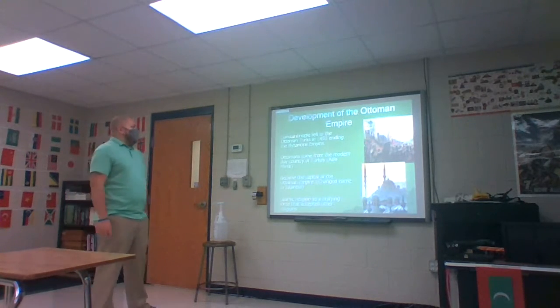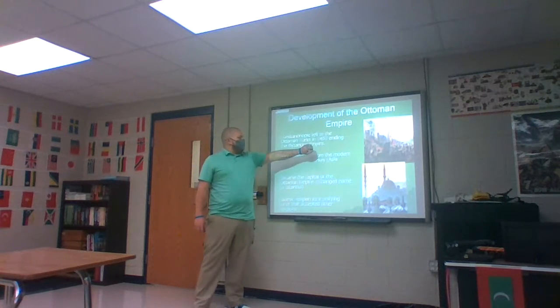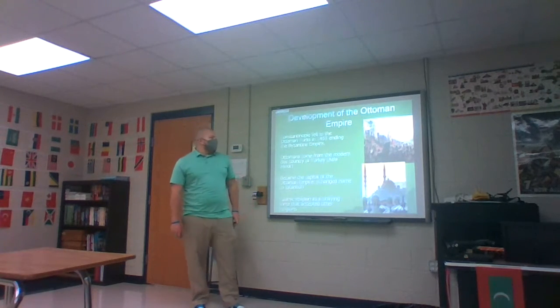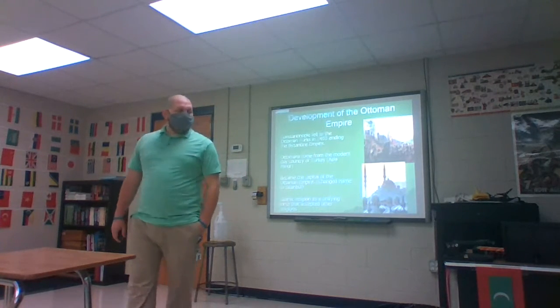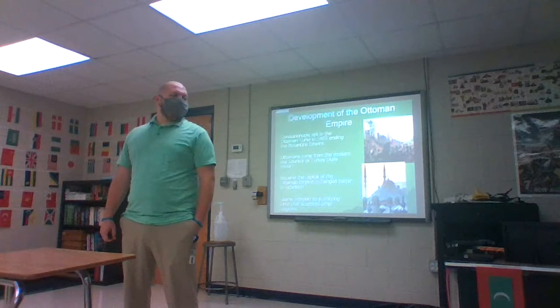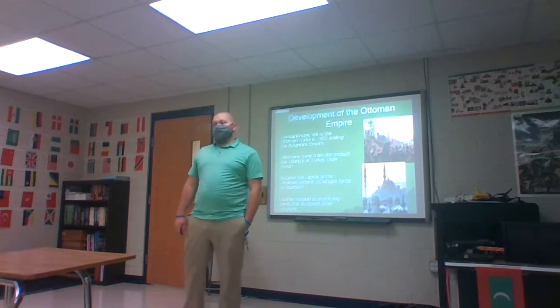So Constantinople fell in 1453. This is the earliest date you're going to need to know for this course. The Ottomans came from the modern-day country of Turkey. Constantinople became the capital of the Ottoman Empire, and they changed the name to Istanbul. And like I said, used Islam as a unifying force. Any questions so far?